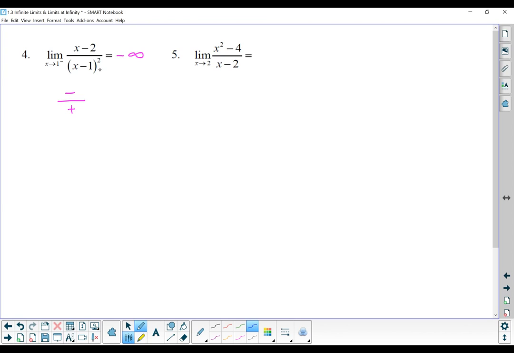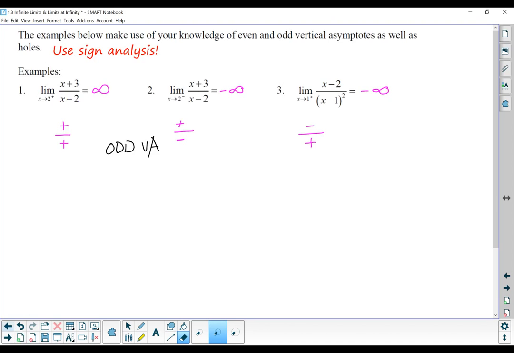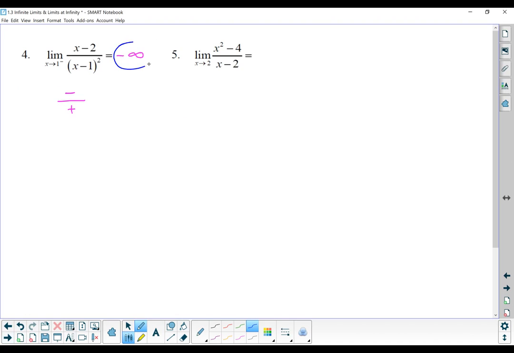Thinking about your skills from last year, we know that this thing has a vertical asymptote at x equals 1. It has an even power, so we should find that it's an even vertical asymptote. And when we checked the two sides, we checked the right side, we checked the left side, and they are both going to negative infinity. That's an even vertical asymptote. So it looks like this at x equals 1. They're both going downward. Okay.